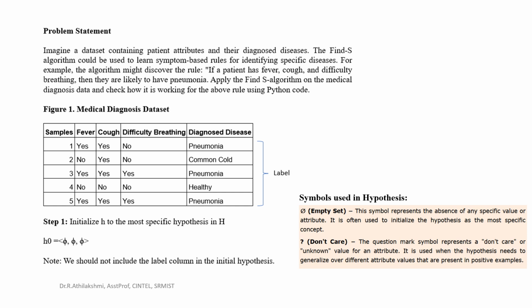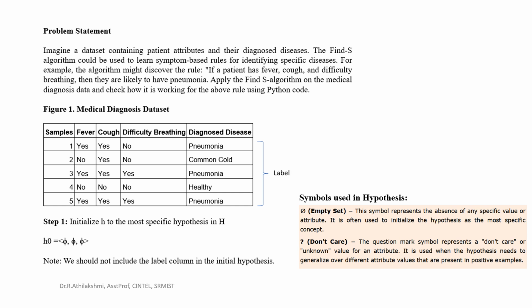For example, using the Find-S algorithm, I am going to discover a rule. What is the rule? A patient should have fever, cough, and difficulty breathing, and is likely to have pneumonia. Here my label column is pneumonia, so I will consider only pneumonia samples for the specific hypothesis. I am going to apply the Find-S algorithm on the dataset and check whether it works for the above rule using Python code.